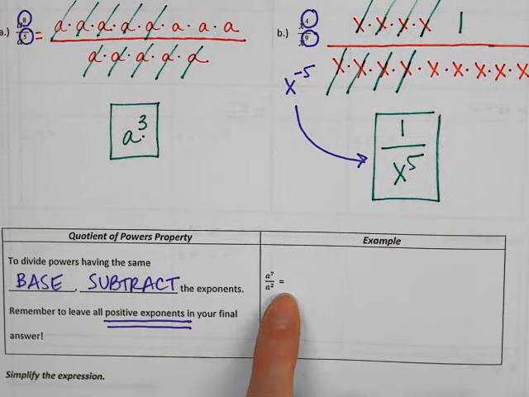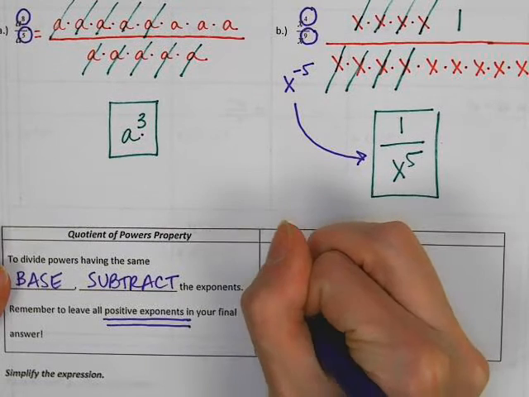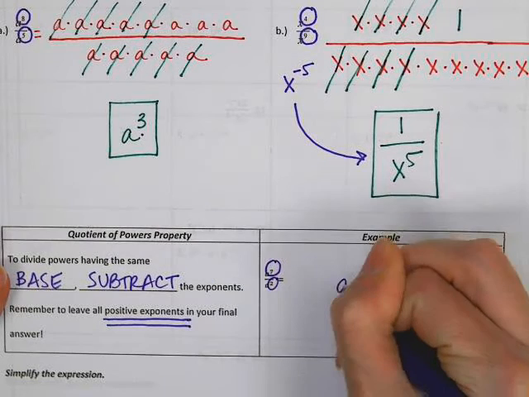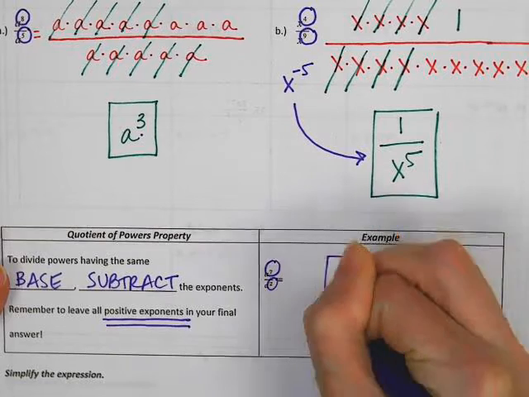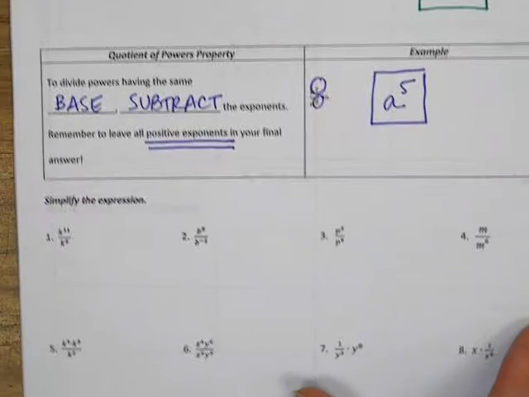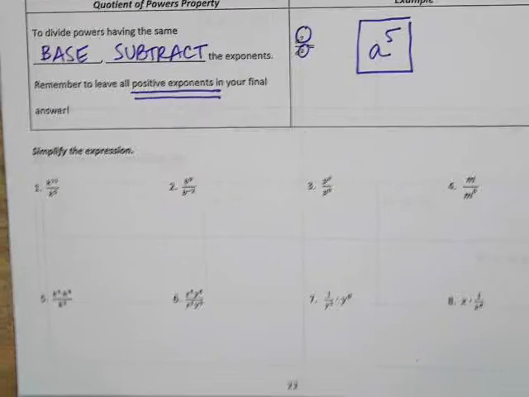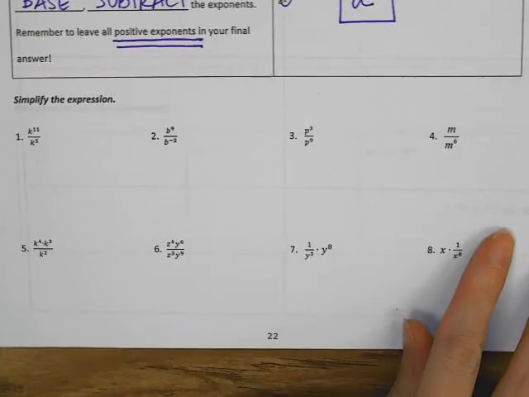So now I bet you guys can do this one. If it's A to the 7th divided by A squared, you subtract. 7 minus 2 is 5, so the answer is A to the 5th power. Base stays the same and you subtract exponents. Okay, so this might be a good time for you to pause the video and try some of these, and then I'm just going to run through the answers here.